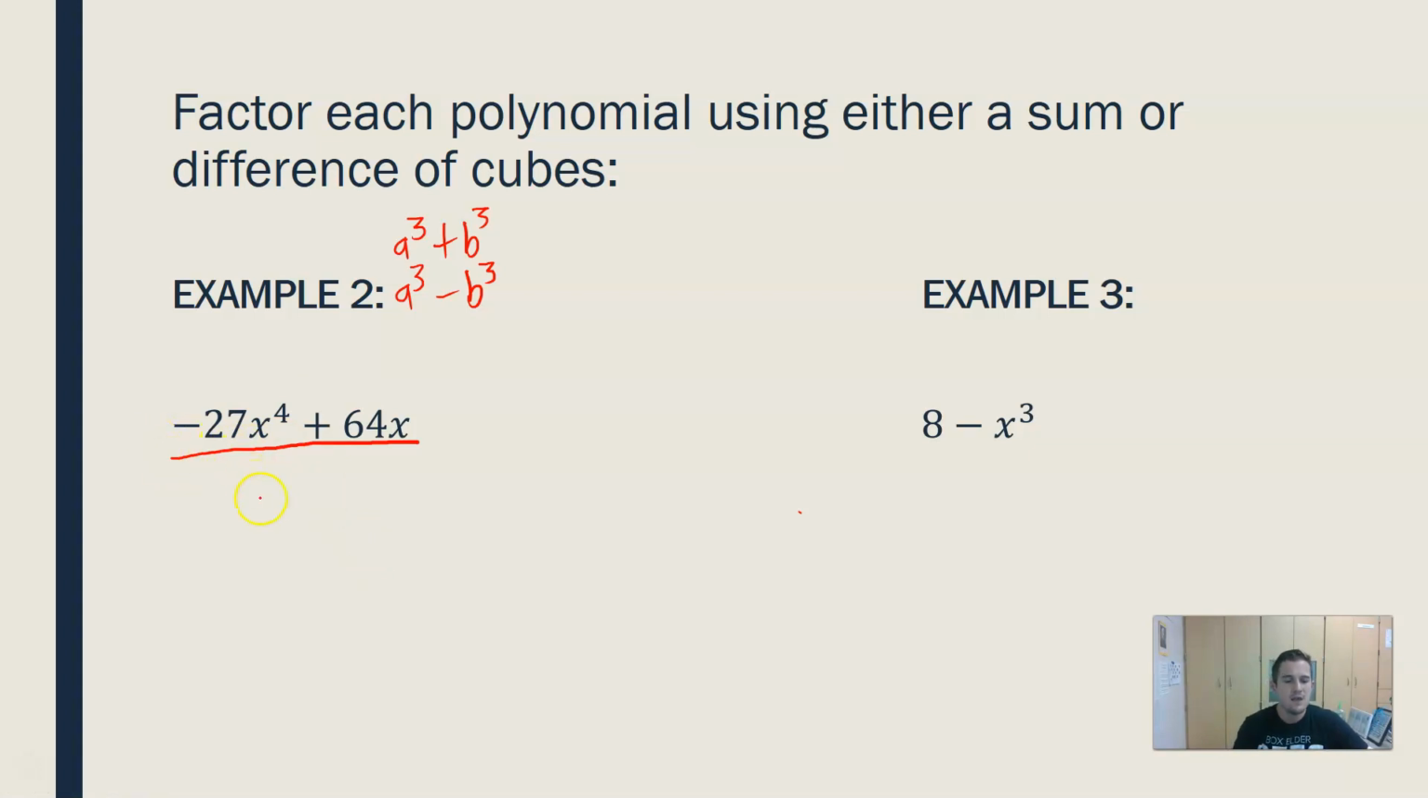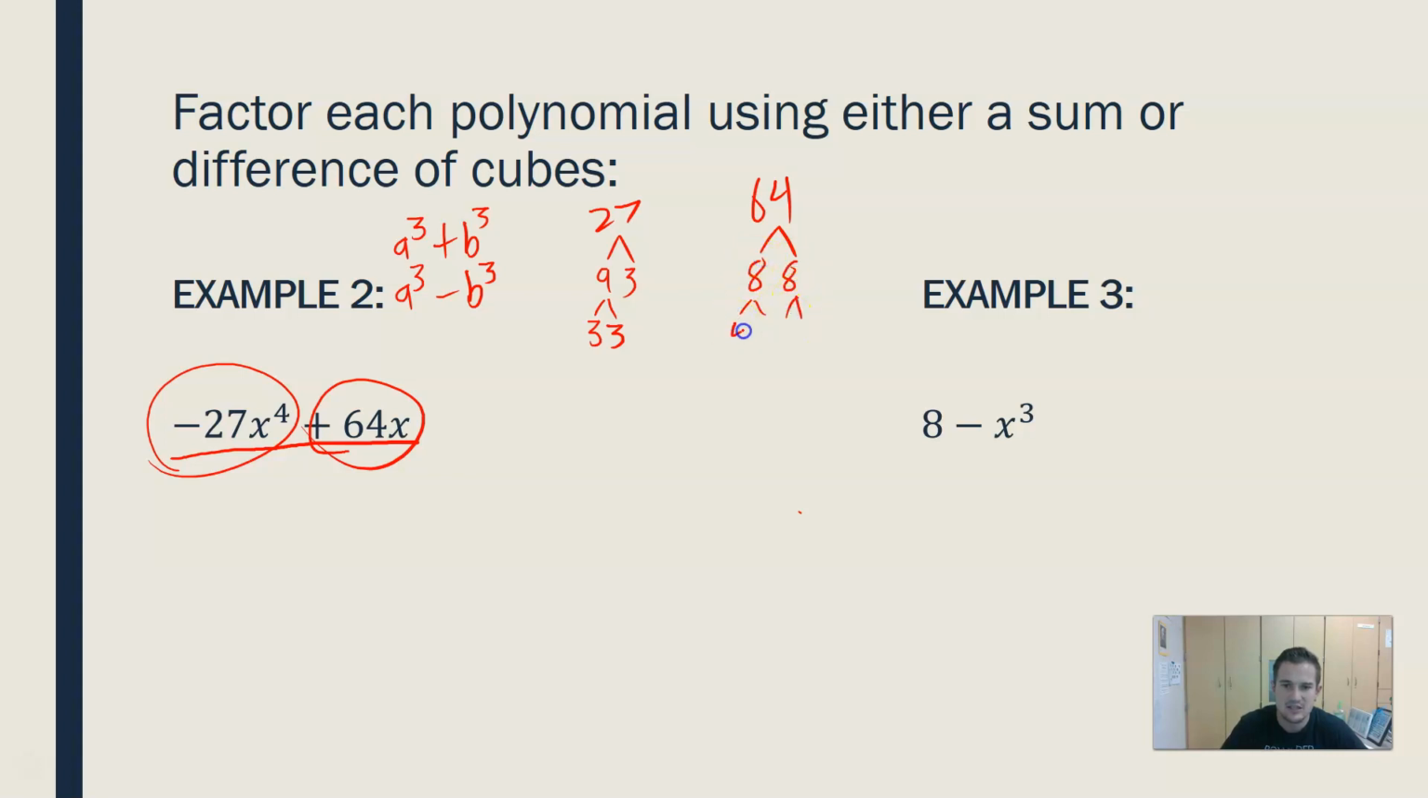So first thing we're going to do, before we do anything, we should take out and see if there's a greatest common factor. So between both of these terms, do I have a greatest common factor? If I break down 27, I get 9 times 3, and then 3 times 3. If I break down 64, I get 8 times 8, and then in each of these I get 4 times 2, 4 times 2, 2 times 2, 2 times 2. So I don't have any common factors between the numbers.